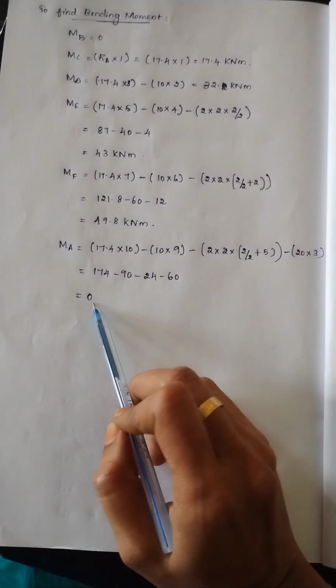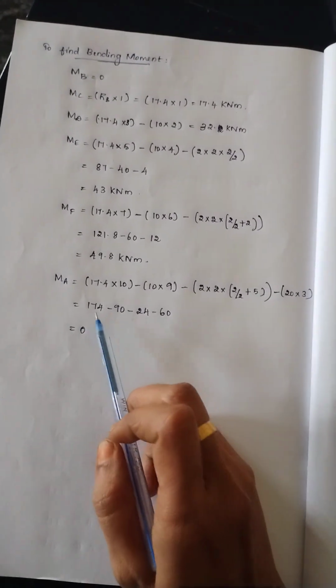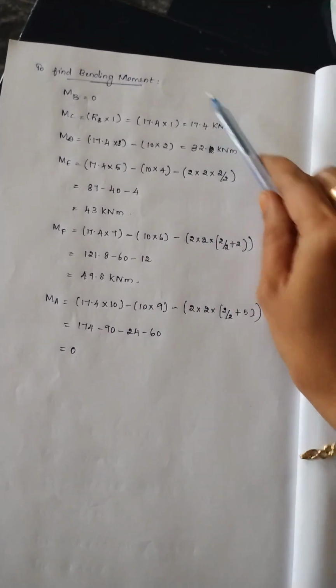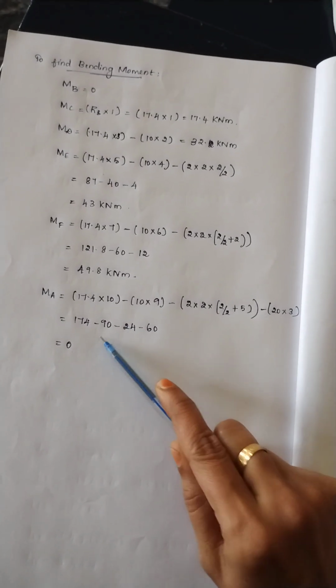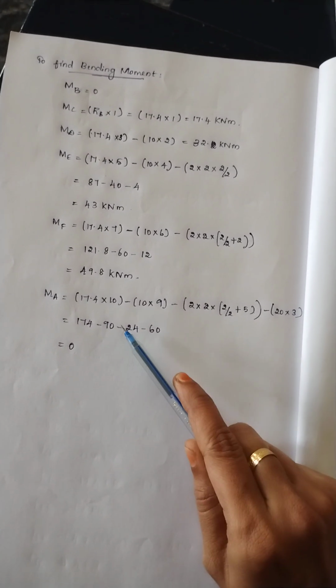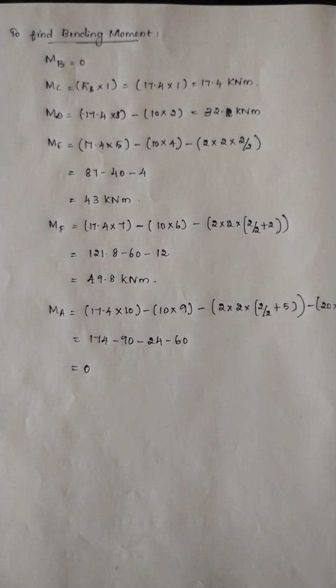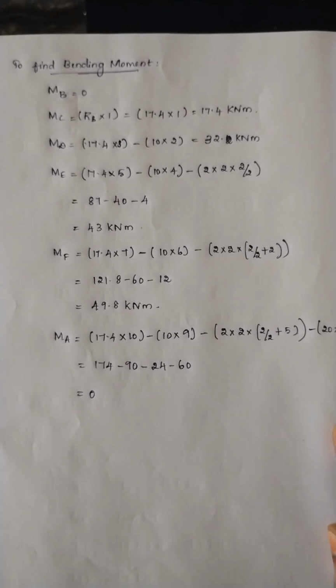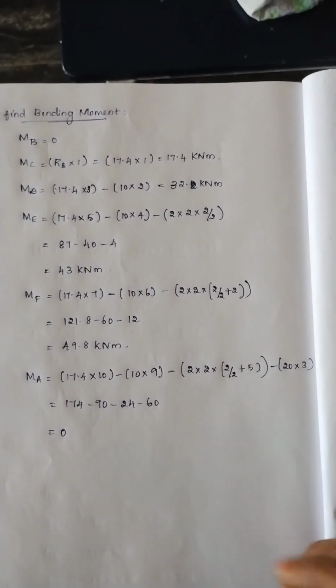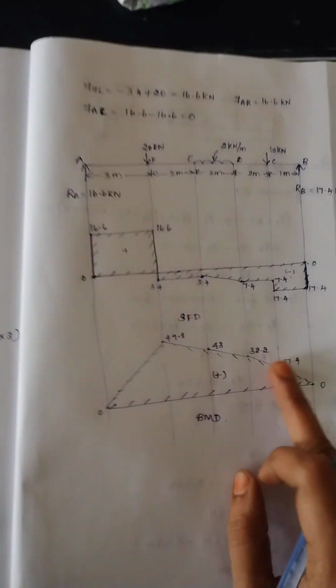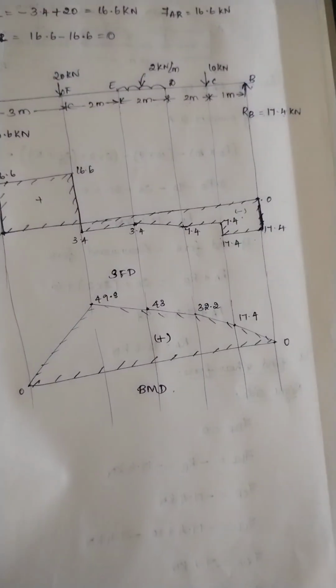The value remains 0. As we know, for a simply supported beam, both the end moment values become 0. If the value remains 0, then the problem is right. After calculating the bending moment, we have to draw the bending moment diagram. Here all the moment values remain positive. Therefore, all points we have to mark above the axis line.